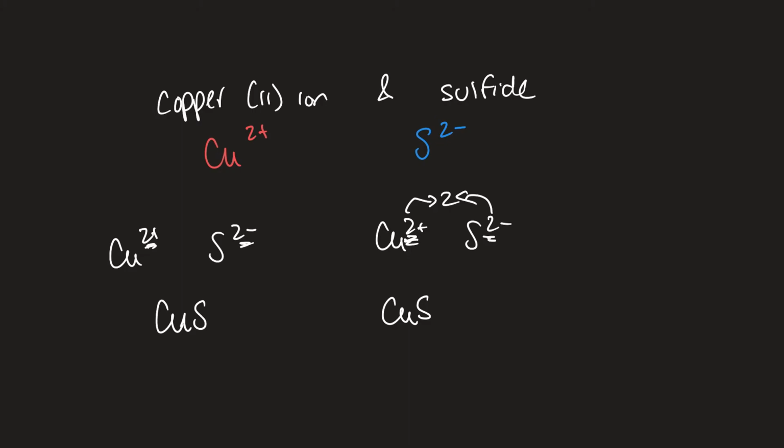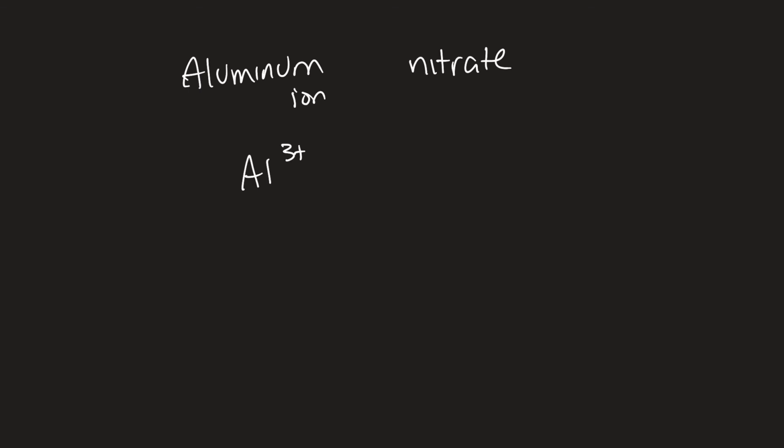Now, let's go a little bit more complicated. Let's say we include a polyatomic. Let's go with aluminum, and let's use the polyatomic nitrate. You'll look up both the aluminum ion and nitrate itself. We see the aluminum ion is 3+. Nitrate is NO3 with a -1 charge.